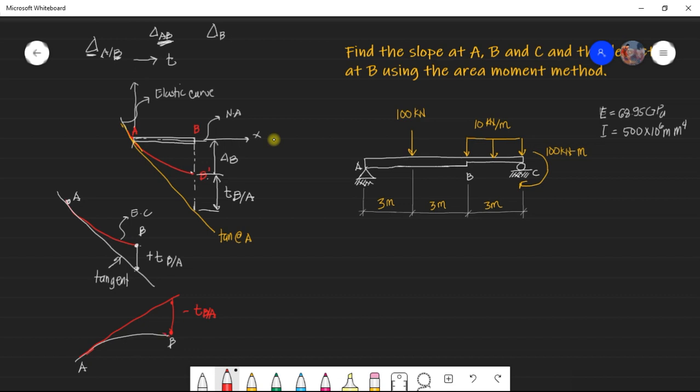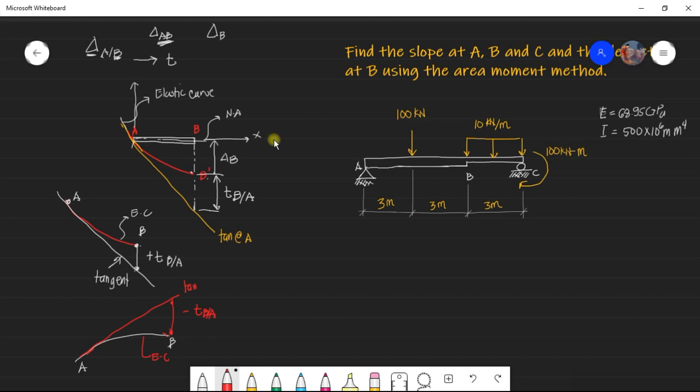So, if this is the elastic curve, and then this is the tangent line, the deviation is negative when that distance is found above the elastic curve. So, this is below, this is above.